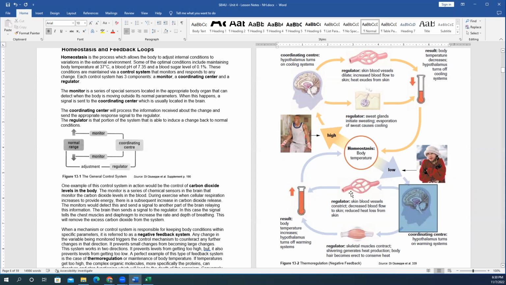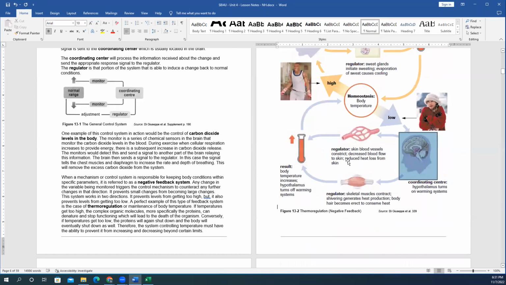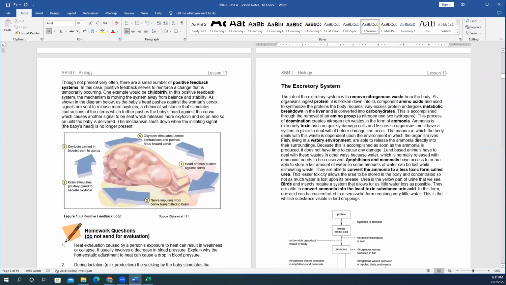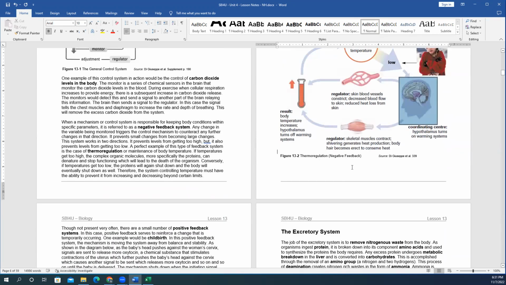And thereby, these processes really help to conserve our internal heat, increase our internal heat, and the signal is sent back to the hypothalamus to turn off the warming systems because the temperature is returning back to its optimal level. And so homeostasis is achieved again. So this is an example of negative feedback as it applies to thermal regulation, for example. And so that was an example of negative feedback.